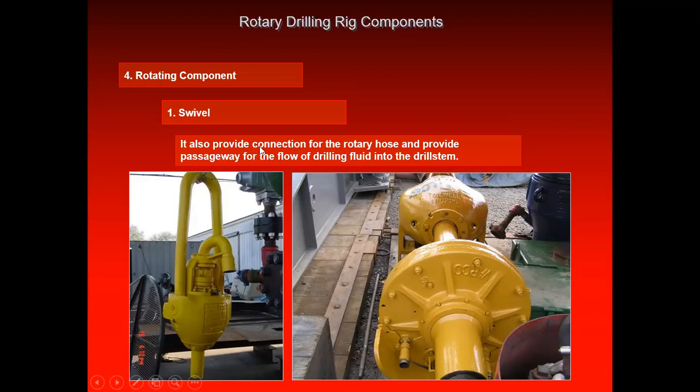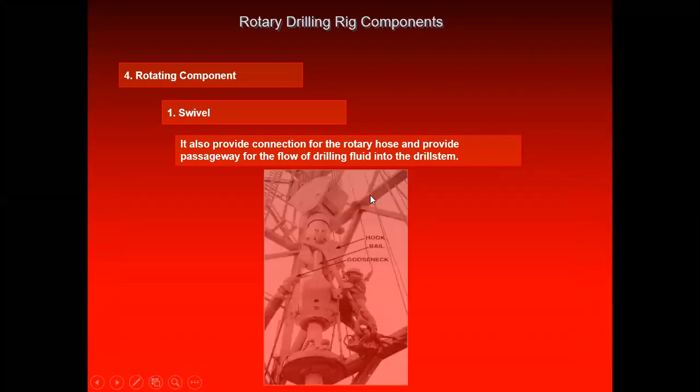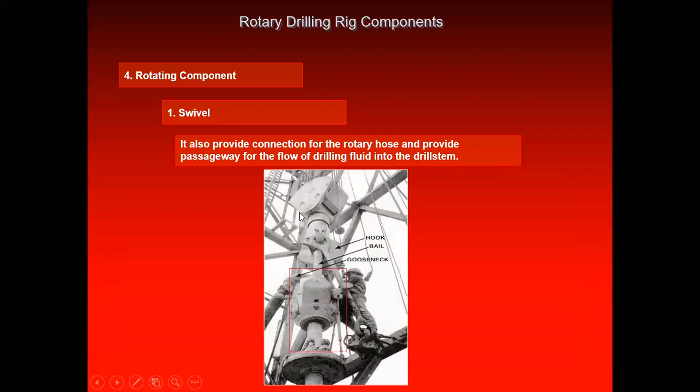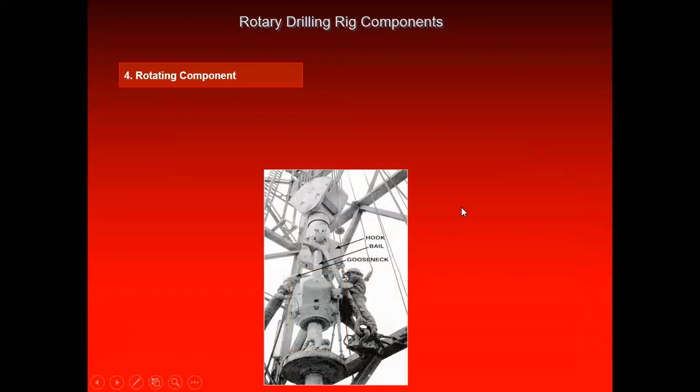So you can see here it provides connection to the rotary hose for the drilling fluid, okay, and provides a passageway for the flow of drilling fluid into the drill string. So you see now this is the upper part. The upper part is the traveling block, which has these drilling lines here, and the lower part is the bearing here, and this is the swivel. So now the drilling fluid, this is the line of the drilling fluid. This is the one here. So that's the function of the swivel.